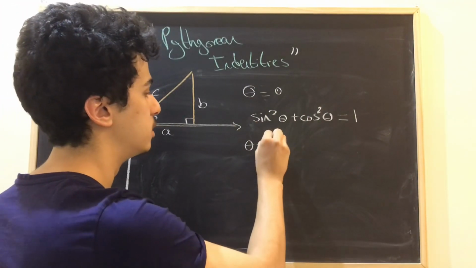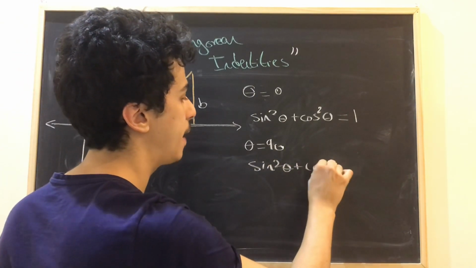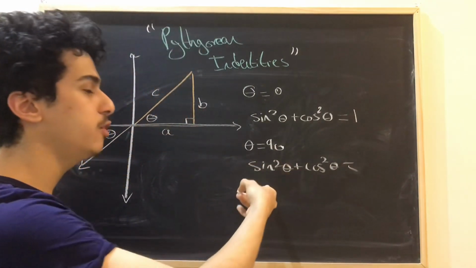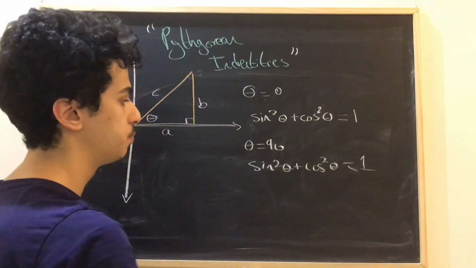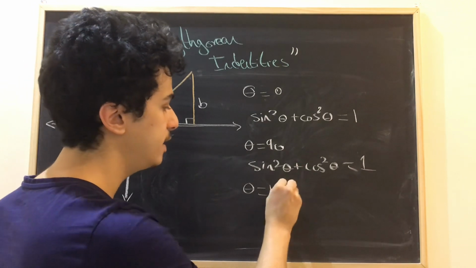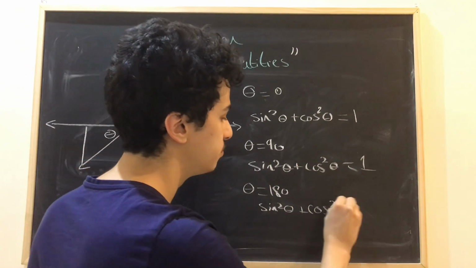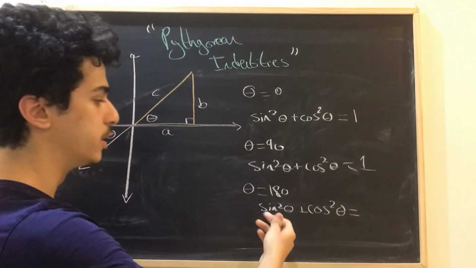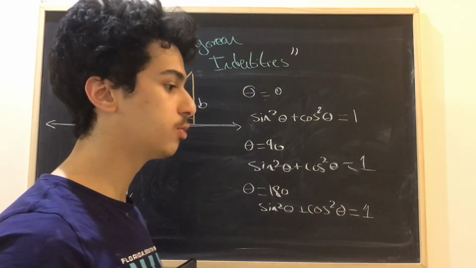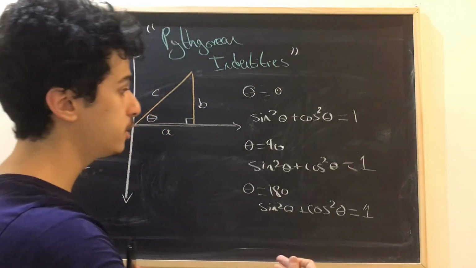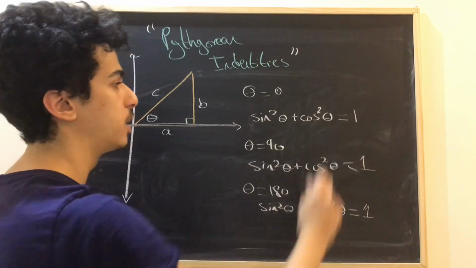And when theta is 90, the same thing will happen, where sine of 90 is 1, cosine of 90 is 0, and so we get a 1. Same thing with 180, where sine is 0 and cosine is 1. And the same thing with theta equal 360 or 2 pi, but 2 pi is the same as 0 plus 2 pi, and we've already covered that.